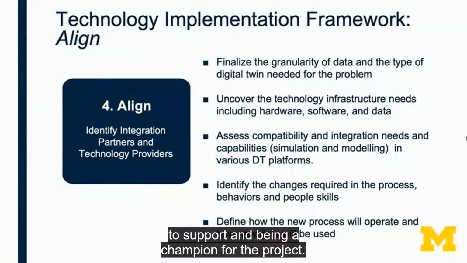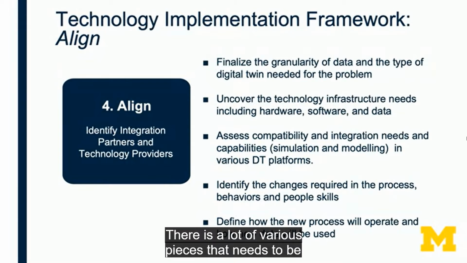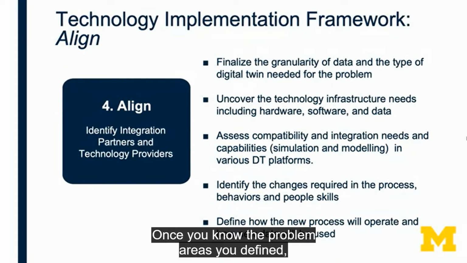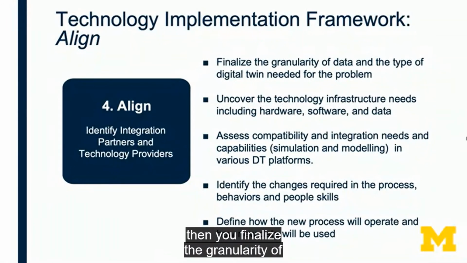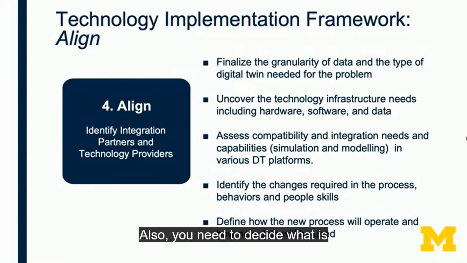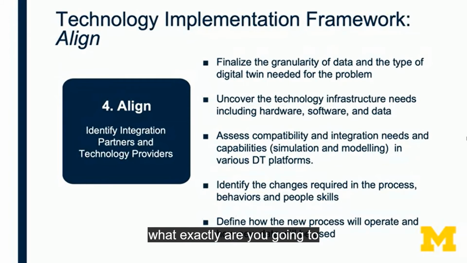Then comes the alignment. There are a lot of various pieces that need to be aligned for a digital twin project to be successful. First, they have to think about the problem they identified, right? Once the problem areas are defined, then you finalize the granularity of data and the type of digital twin that you need, whether it is the static or the dynamic one. And you also need to decide what the level of the component is, right? Are you going to do a digital twin for a part or a component, or similarly, if it is a process, what exactly are you going to replicate in the digital virtual format?